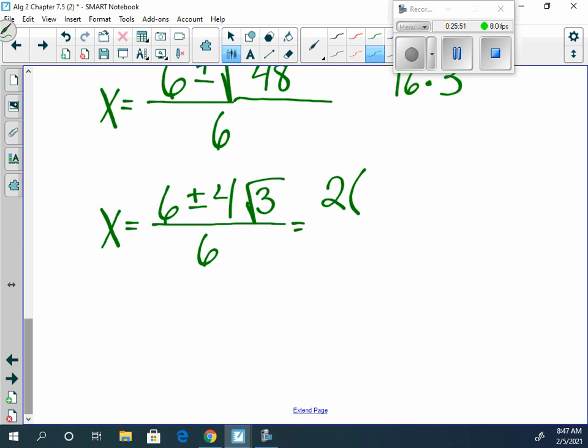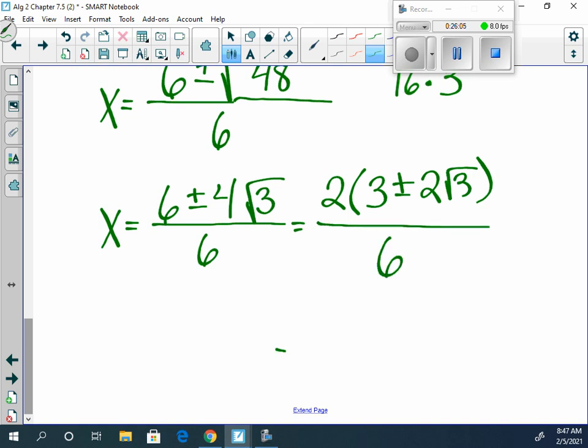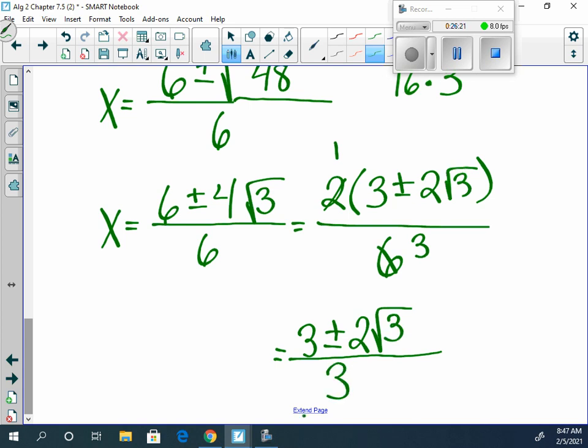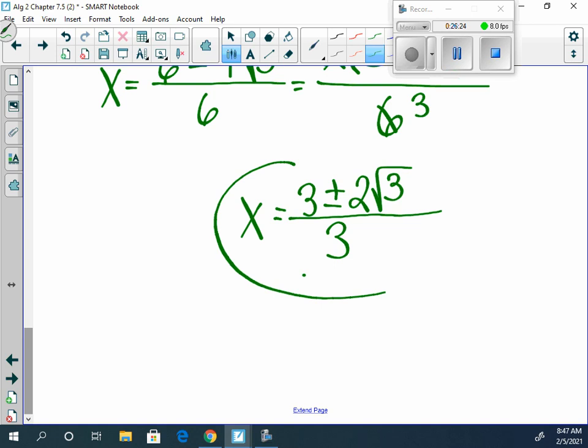I can factor the 2 out of the numerator. Go to 6. If I factor 2 out of 6, I'm left with 3. Square root of 6. 2 over 6 reduces to 1 over 3. So we're left with 3 plus or minus 2 square root of 3 over 3. And that there is the answer.